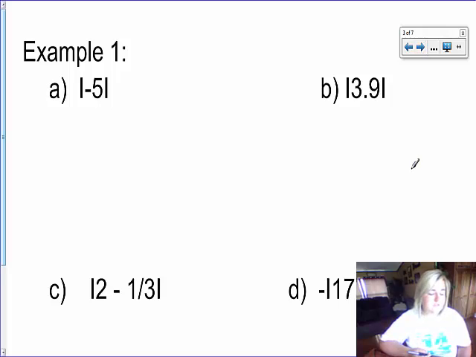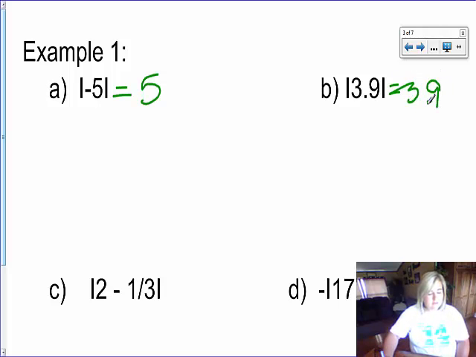So on these, all it wants us to do is find the absolute value of each of them. The absolute value of negative 5 is the distance that negative 5 is from 0. That is 5 units. The distance that 3.9 is from 0, that would be 3.9 units.